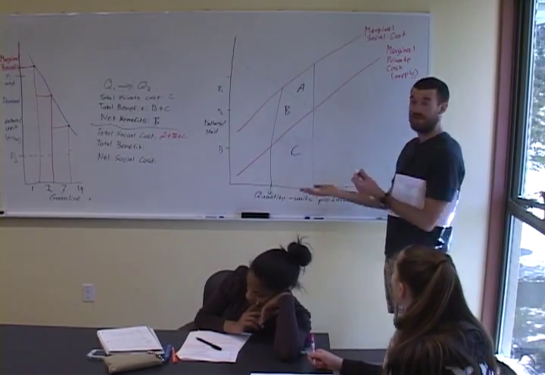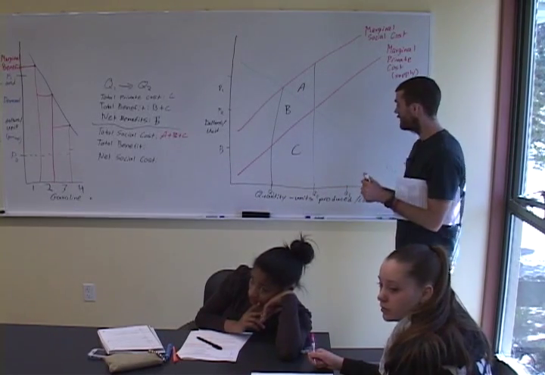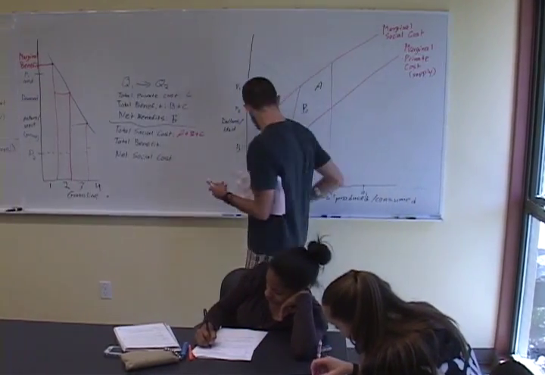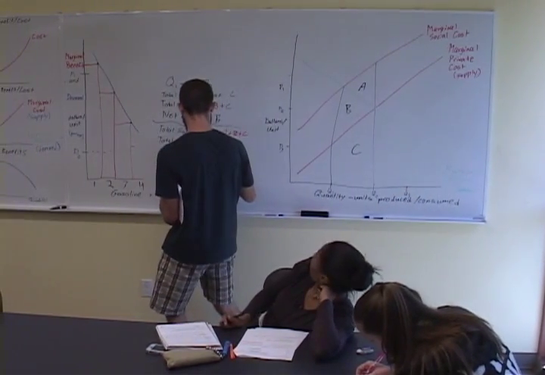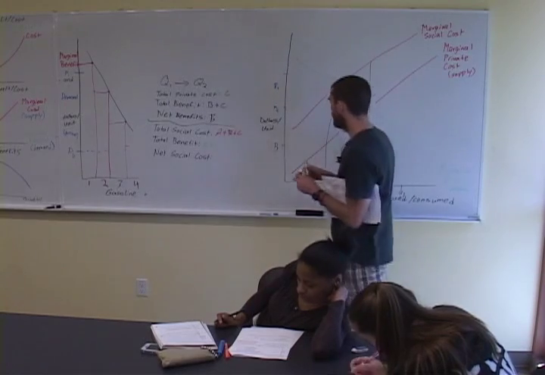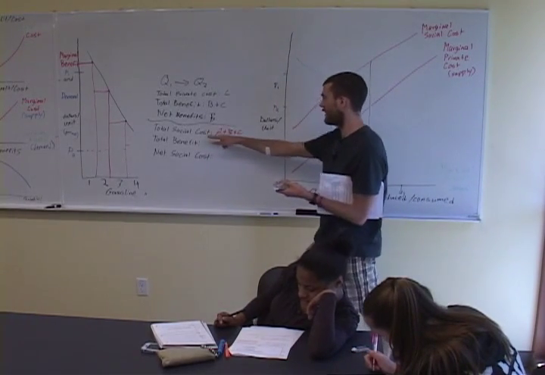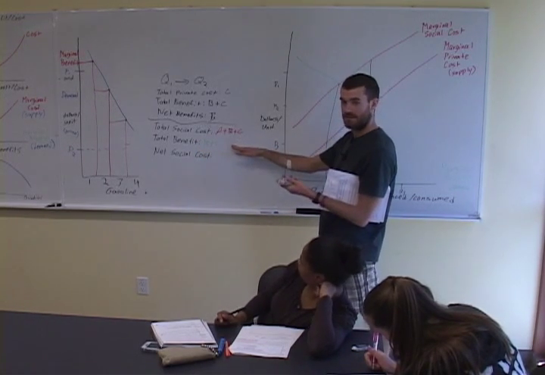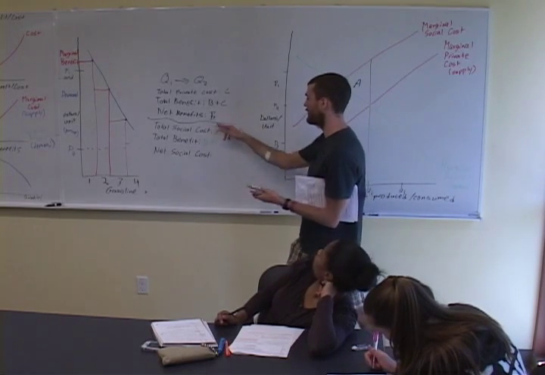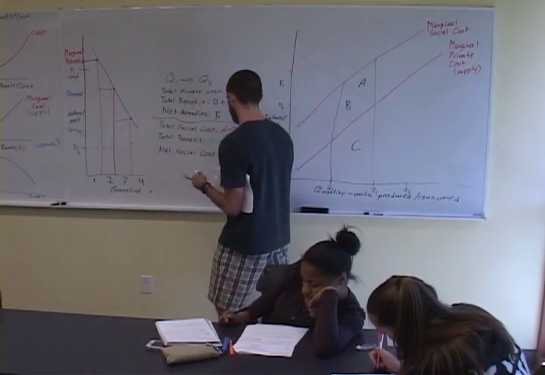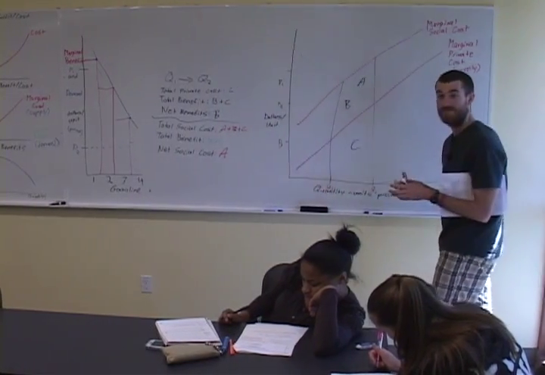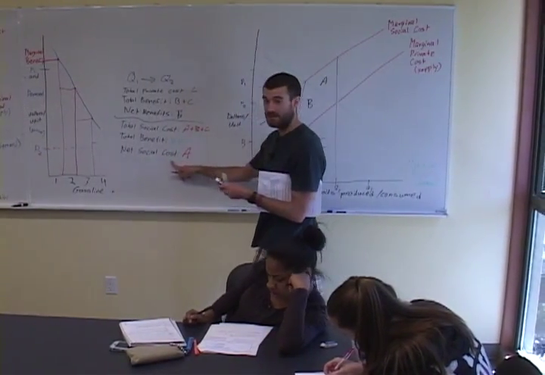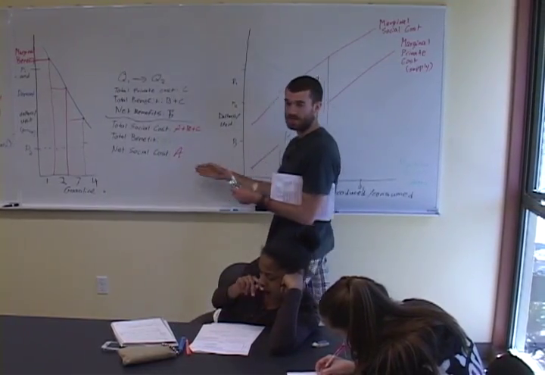Okay, now how about total benefit? Yeah, so green is our marginal benefit curve, so it's B and C. And so you can see, what's the difference between our costs and our benefits? Do we have more costs or more benefits? More costs. Right, because our B and C kind of goes away and we're left with this extra cost of A. So our net social cost being A. If we asked what was the net social benefit, then it would be negative A, but since we're saying it's a cost, then it's A.